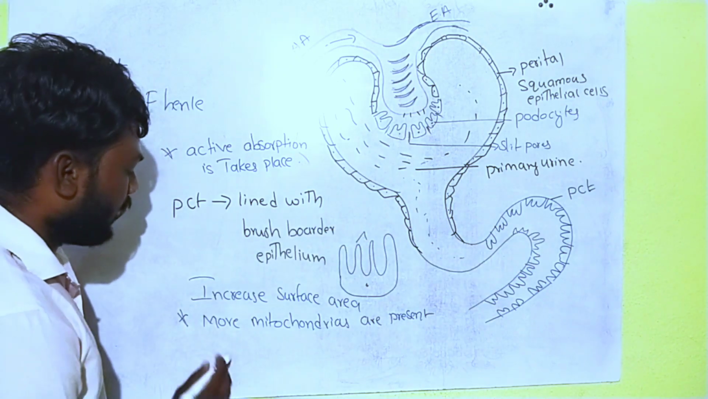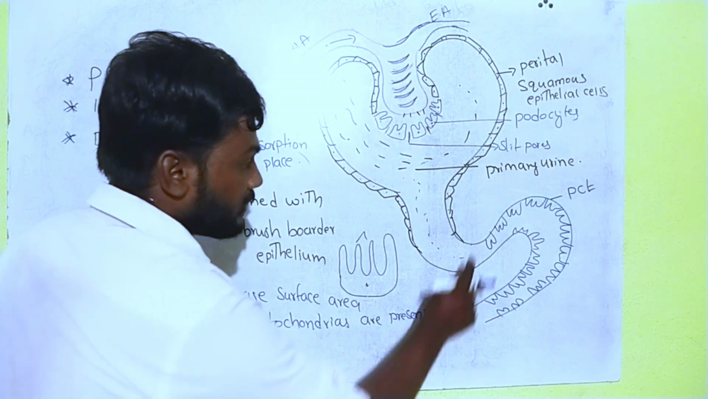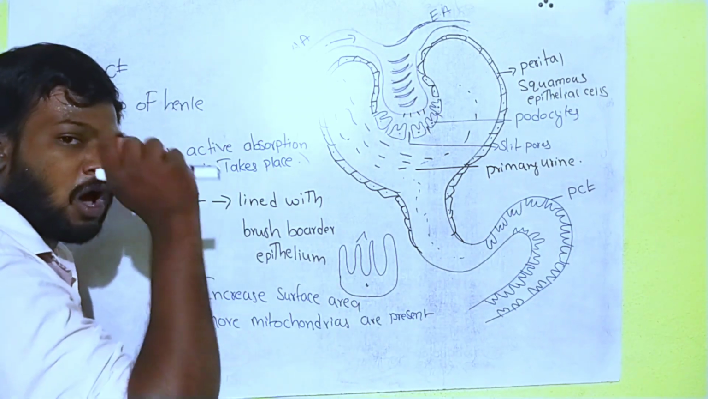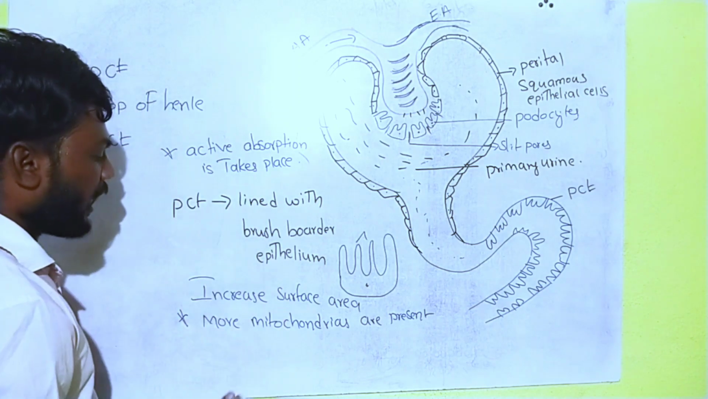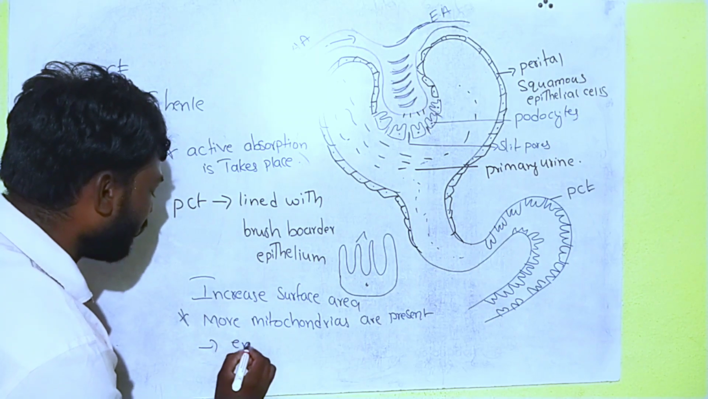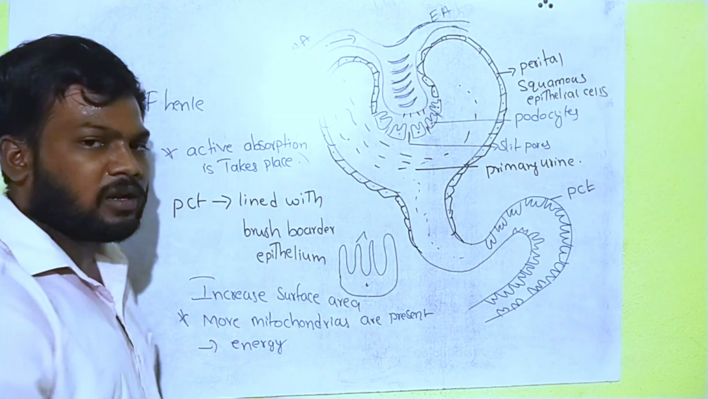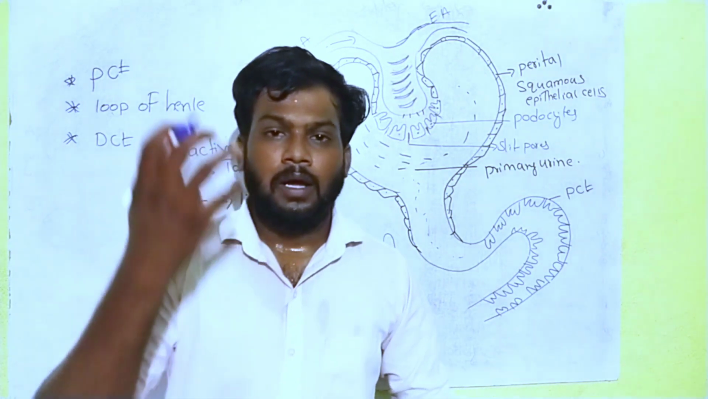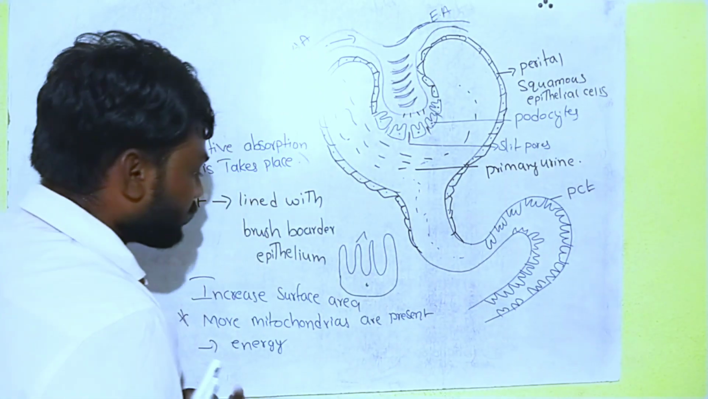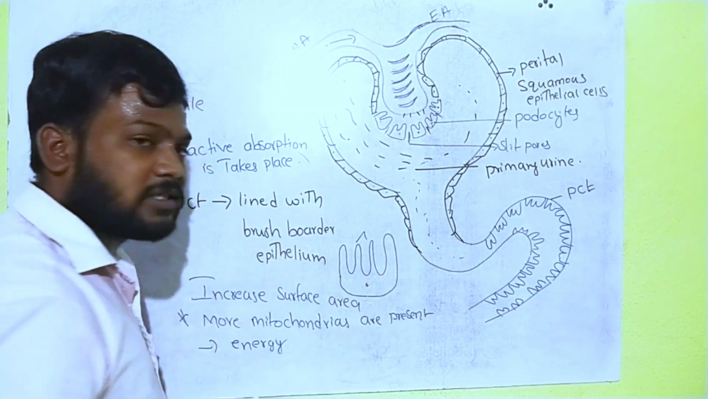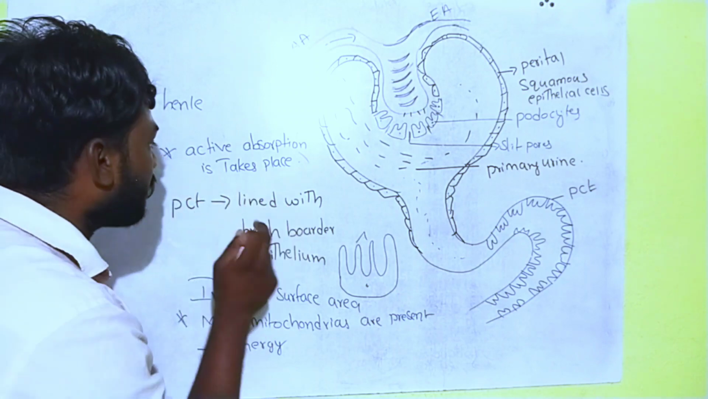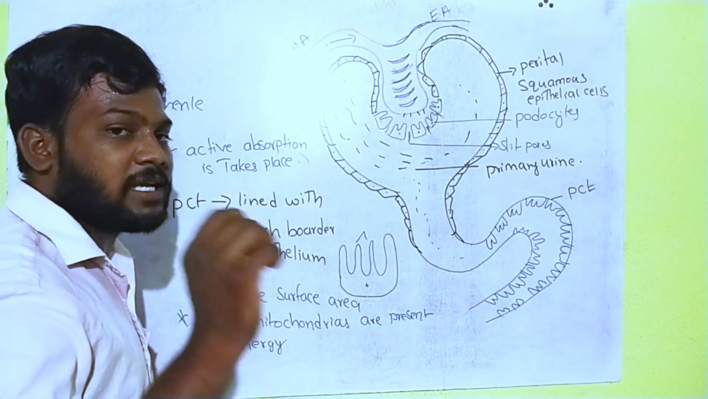The next point: more mitochondria are present in the PCT cell. It means the brush border epithelium cell has more mitochondria. What do mitochondria give? Mitochondria give energy. All of you know that in our body, every cell has mitochondria. But here the brush border epithelium cell has a greater number of mitochondria. Why? Because active absorption takes place.